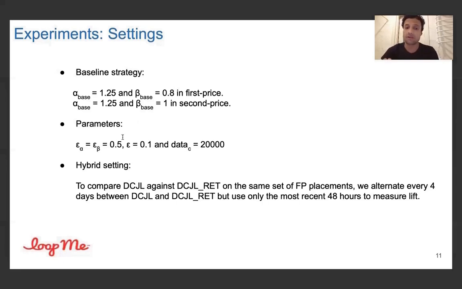A different experimental design is required for evaluating the hybrid placements that use the two strategies, with and without the Revenue Equivalence Theorem. To compare the two on the same set of first price placements, we alternate every 4 days between the two approaches, but use only the most recent 48 hours to measure lift. This discards the exploration data that had been exposed to the previous strategy.